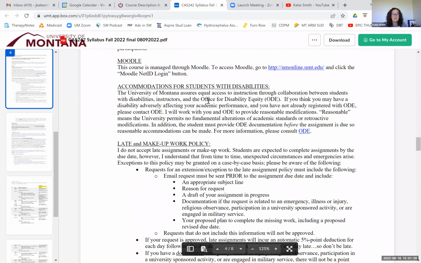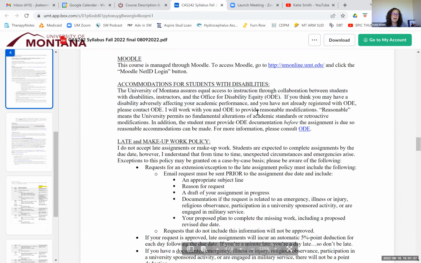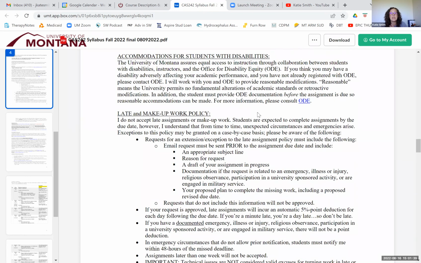If you have an accommodation through the Office for Disability Equity, please email those to me ASAP. I want to work with you, and it's always easier if we start at the beginning of the class.